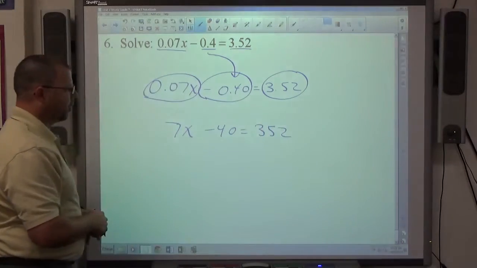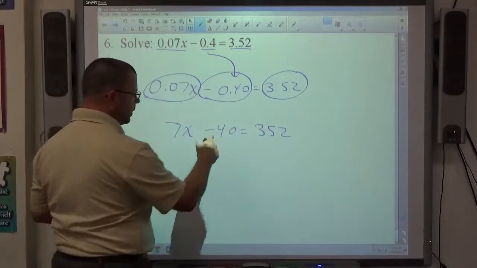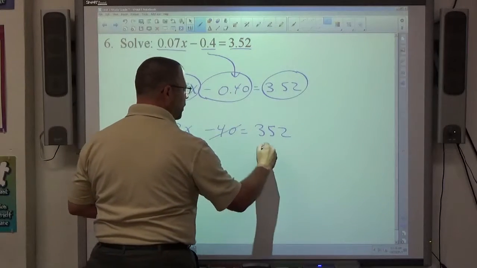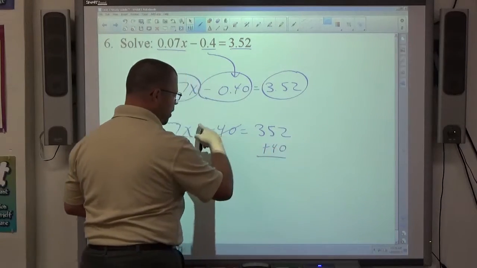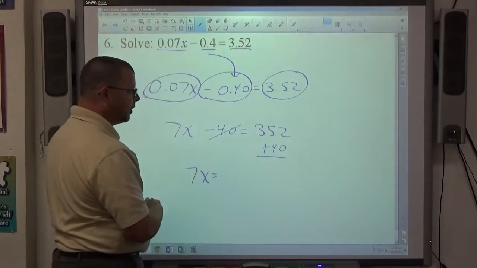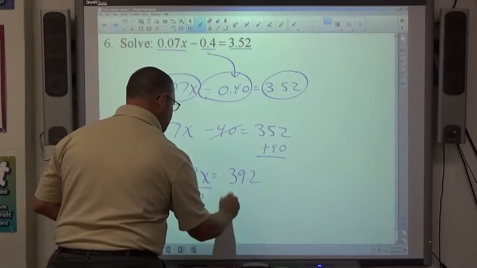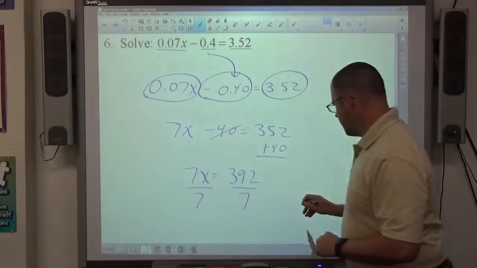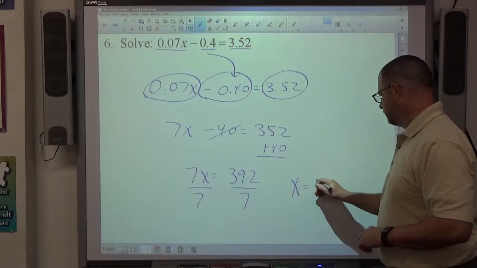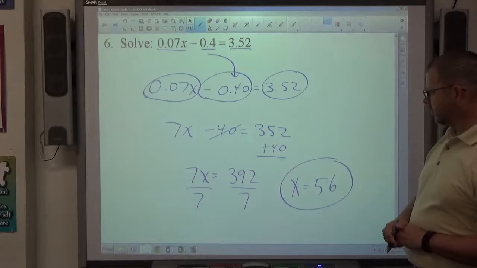And now it's the same difficulty problem the last one was. This has an x, these two don't. I want to get these together, so I'm going to move the 40 over here. It's moving across the equal sign, so I change its sign. 352 plus 40 is 392. Then we divide both sides by 7. Get x equals 56.